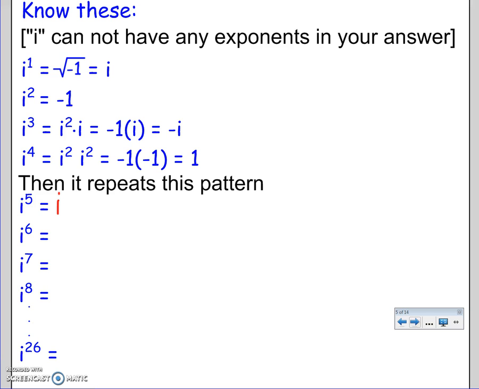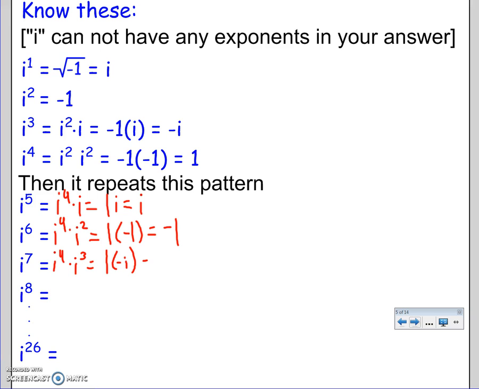So really i to the fifth is really i to the fourth times i. Well, i to the fourth right above is 1 times i, which is just i. i to the sixth is i to the fourth times i squared. Well, i to the fourth is positive 1. i squared is negative 1, so that's just negative 1. i to the seventh is i to the fourth times, you could say, i cubed. So i to the fourth is positive 1. i cubed is just negative i. So 1 times negative i is just negative i. And i to the eighth is i to the fourth times i to the fourth, which is just 1 times 1, which is 1. So the pattern repeats.